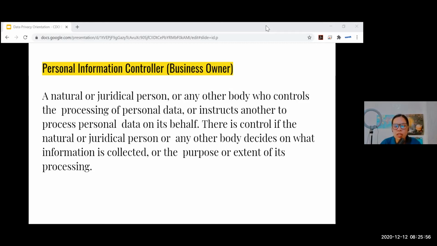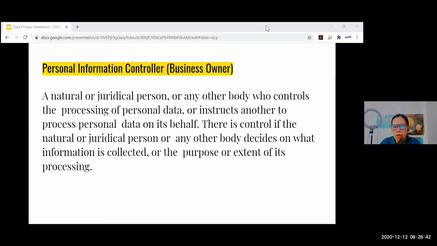Usually, again, going back, it's the business owner, it's the head of agency. No, it's the boss. What else does the personal information controller do? They implement reasonable and appropriate organizational, physical, and technical security measures for the protection of personal data. The personal information controller takes steps to ensure that any natural person acting under their authority and who has access to personal data does not process them except upon their instructions or as required by law.